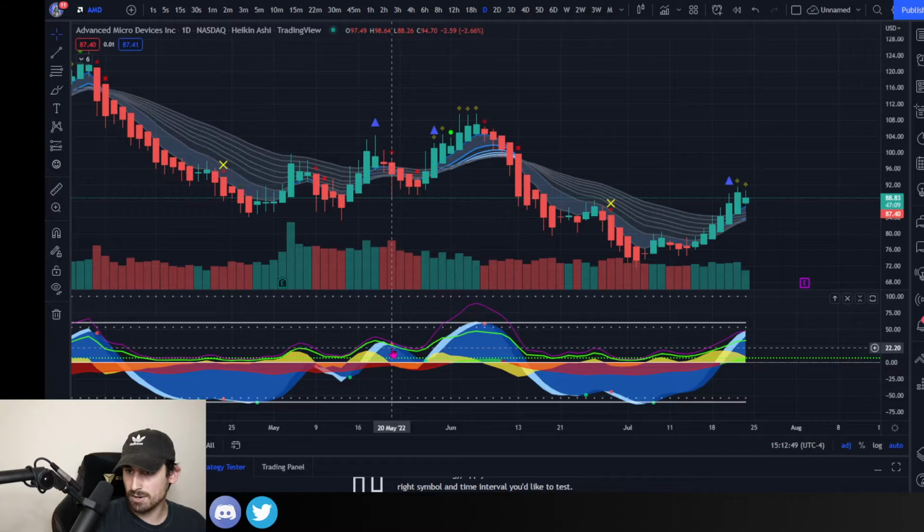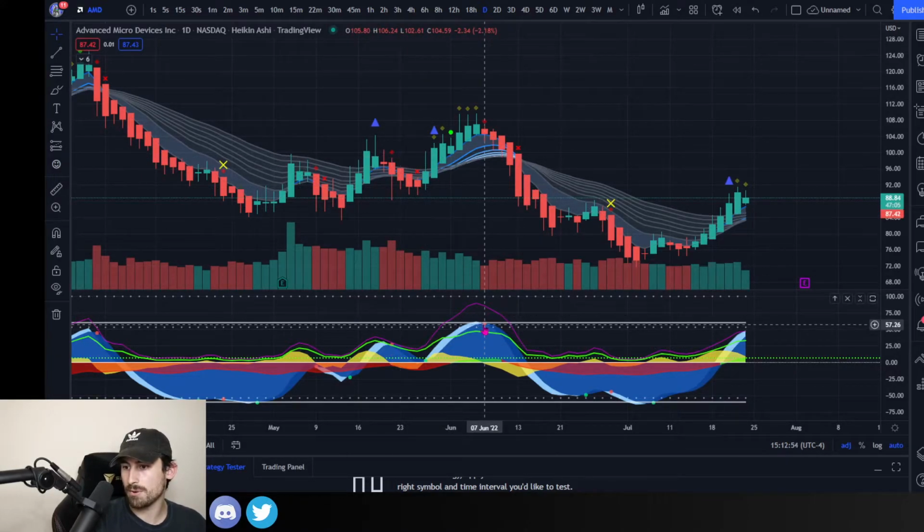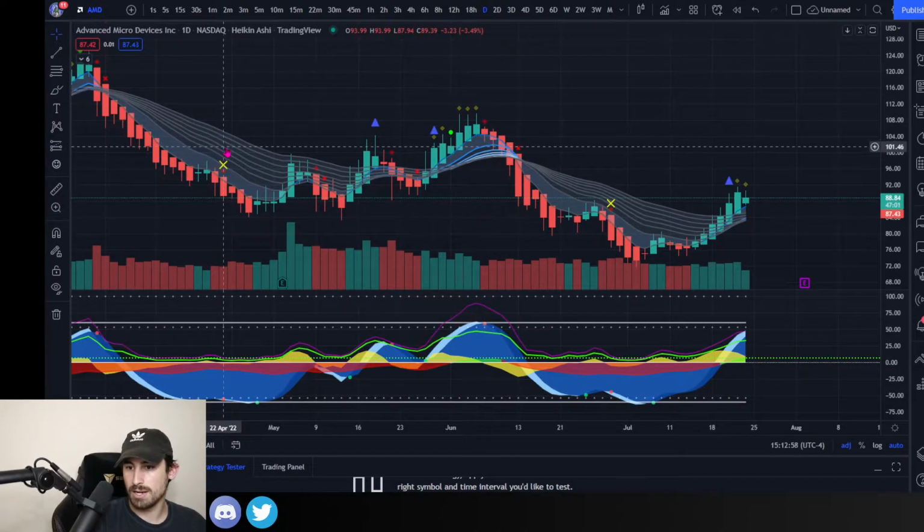So you get a red dot right here on Market Cipher B. You get it also on Market Cipher A. Right here, red dot on Market Cipher B. You also get it on Market Cipher A. And it's always like that. Right here, you got a red dot. You also get a yellow X, right? And you also get it on Market Cipher A.